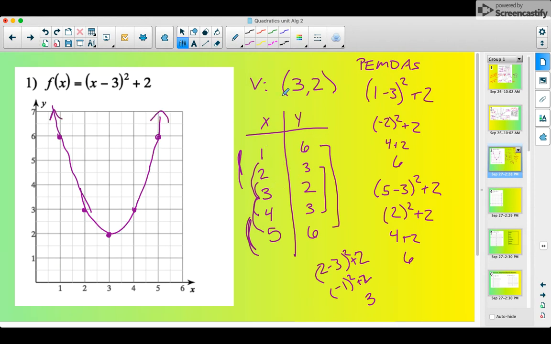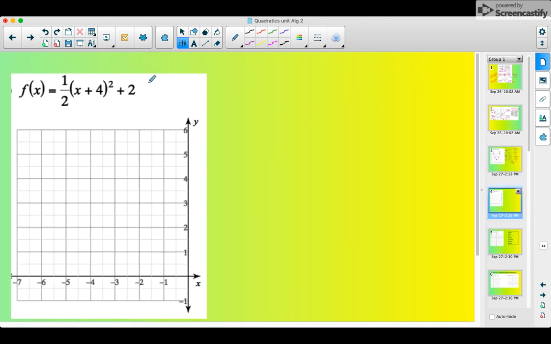So again, we started with our vertex. That always goes in the middle of my table. Then I went out an equal distance in either direction from it to get 2 more points, and I plug them in, and I graph them. So let's try it again.